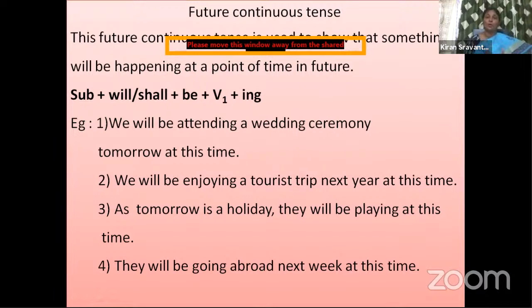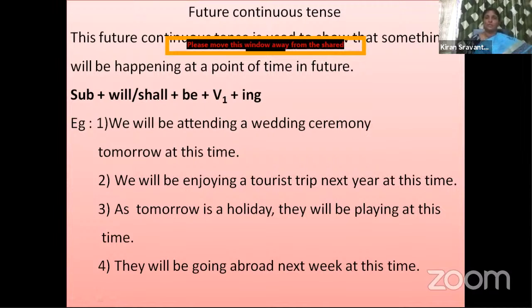And how to write its structure? Again subject, then will or shall, then be plus V1 plus ing, which is called V4 or present participle. So for example, we will be attending a wedding ceremony tomorrow at this time. Just to make you all understand, let me take the same sentence and distinguish it using present continuous, past continuous and future continuous tense to have a clear idea on this.